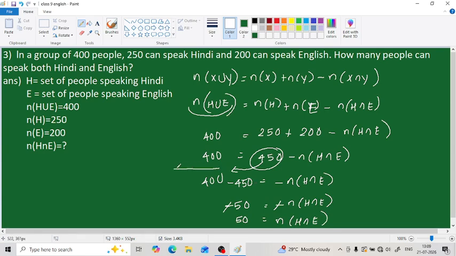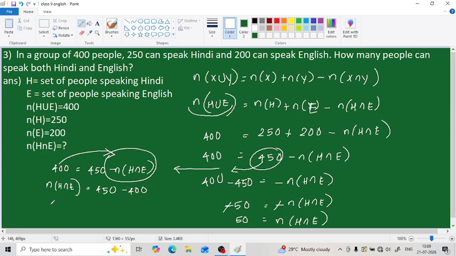Or in the other way, how can we solve it? 400 equals 450 minus N of H intersection E. Here we are going to transfer minus N of H intersection E to this side, so it becomes positive. So 450 is here, then this plus 400 will come to this side as minus 400. So N of H intersection E equals 50. Either way we got the answer as 50. So 50 students in that auditorium raised hands for both the questions.